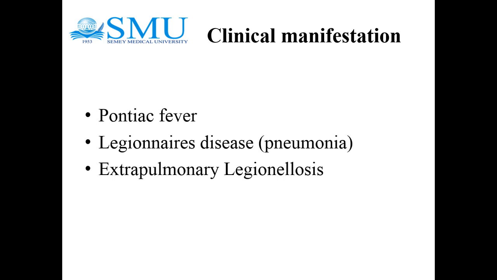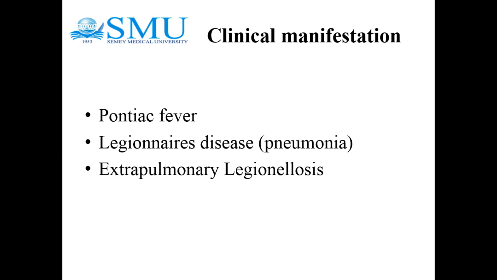It is characterized by a non-productive cough with or without blood tinge, dyspnea, chest pain, high fever, and diarrhea. Chest X-ray shows pulmonary infiltrates. The most common neurologic abnormality is confusion or changes in mental status.